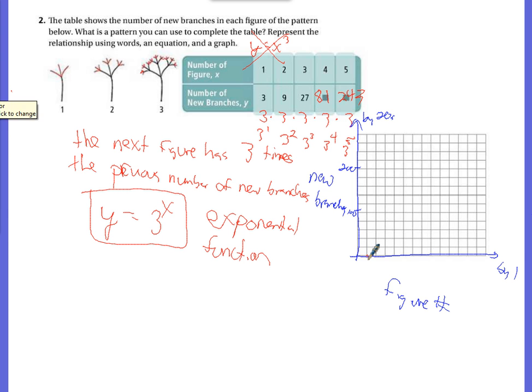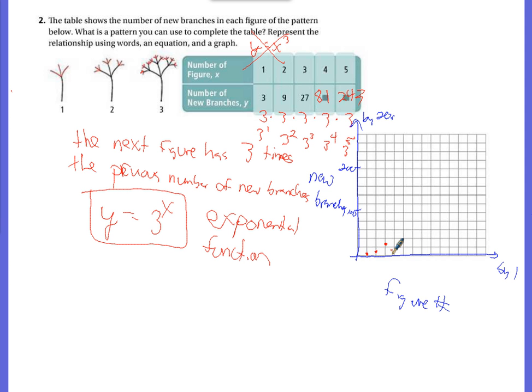We have 1, 3. I'm going by 20, so that's pretty low on that graph right there. Then I have 2, 9, so just about halfway. And then 3, 27, so here's 3, and then 27, there's 20. And then that would be 30 halfway, so I'm just going to back off a little bit and put my dot there.